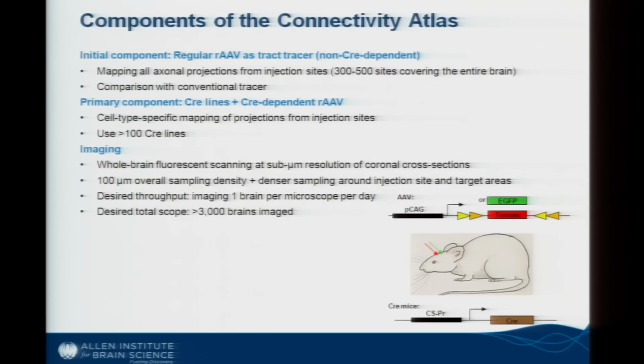Given the current technology, we actually have been able to achieve the desired throughput, which is imaging one brain per microscope per day. And with this kind of scope and multiple units, what we are hoping to do is to be able to image thousands of brains, maybe more than 3,000 brains, all together in the next couple of years.